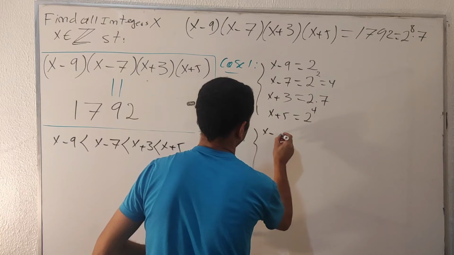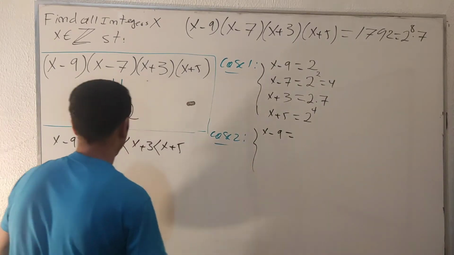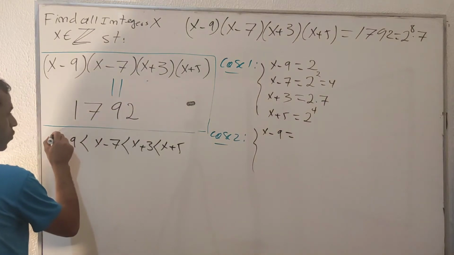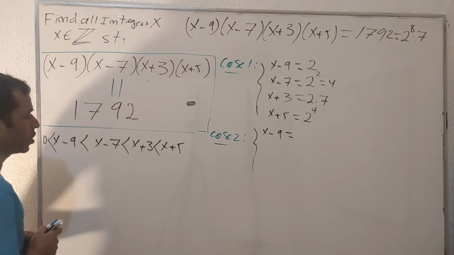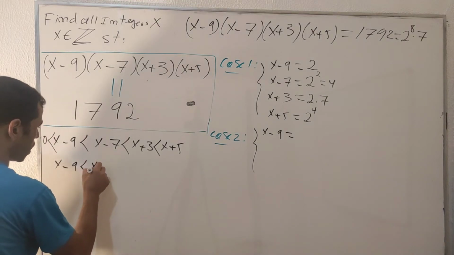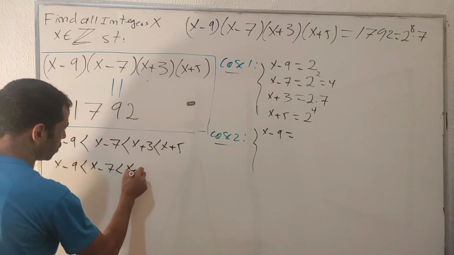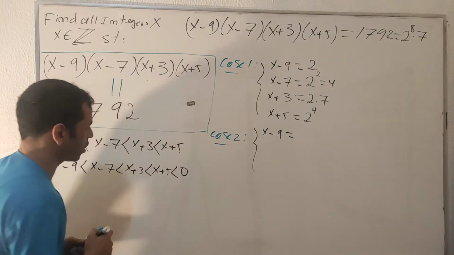So for case number 2, I will have the inverse of this one. As I said, for case number 1 all of these must be positive. For case number 2, x minus 9 is smaller than x minus 7, is smaller than x plus 3, is smaller than x plus 5, but all of these terms are negative.